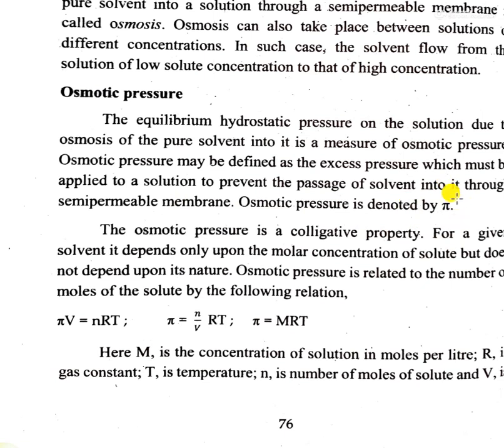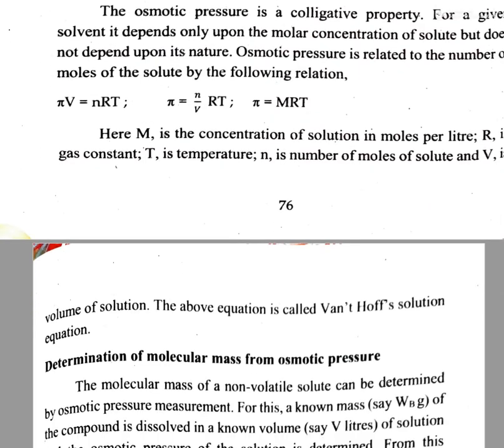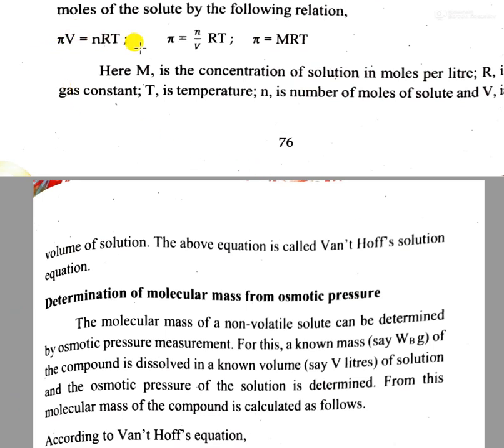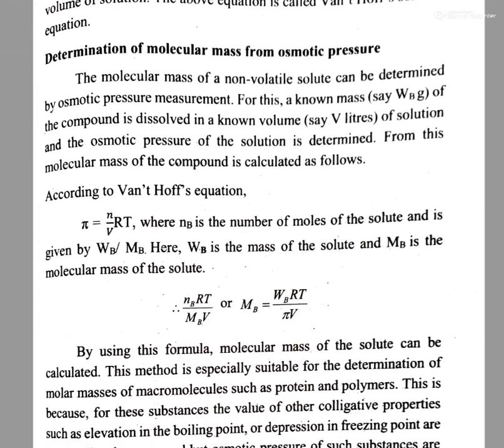Osmotic pressure can be related to the number of moles n by this thermodynamic equation, pi V is equal to nRT. This is actually a form of the equation PV is equal to nRT, where in place of P we are taking pi, the osmotic pressure. So pi is equal to nRT by V, and again pi is equal to mRT, where n by V is m, the molarity of the solution. This is how the osmotic pressure is related to the number of moles of the solute, and this is in turn a colligative property. This equation pi V is equal to nRT is the Van't Hoff's solution equation, and we are able to determine the molecular weight of a solute from it.